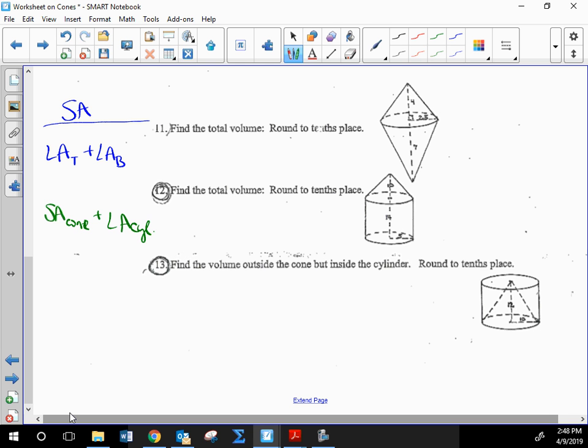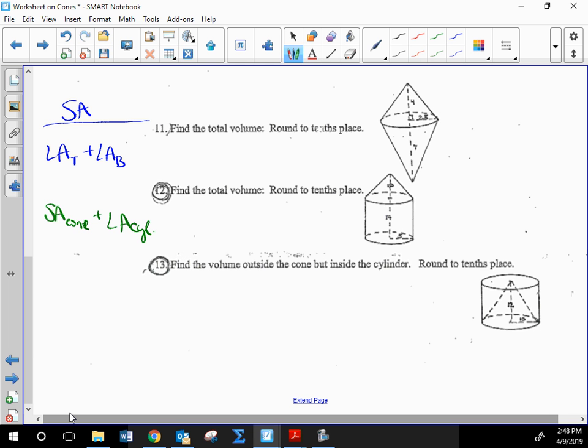Okay, so surface area for the cylinder, take away one of our bases, and surface area of the cone, and we'd have to take away that base as well. Good. Yeah. What's another way we could do this? Jonah? Lateral area of the cone, and then surface area of the cylinder minus one of the bases. Good, so lateral area of our cone, surface area of the cylinder, but take away one base.